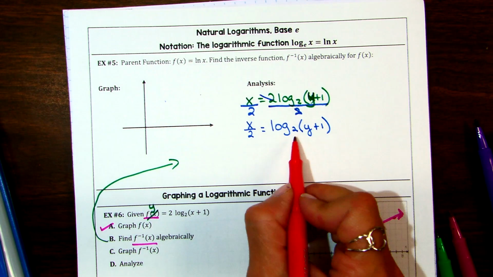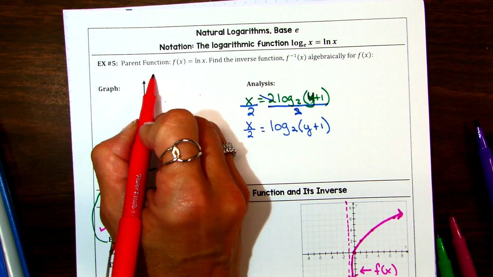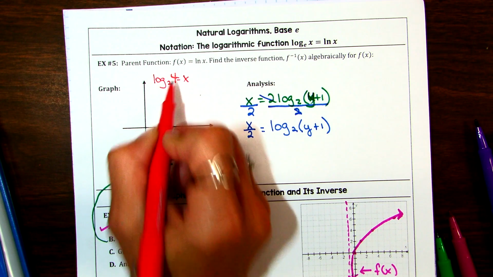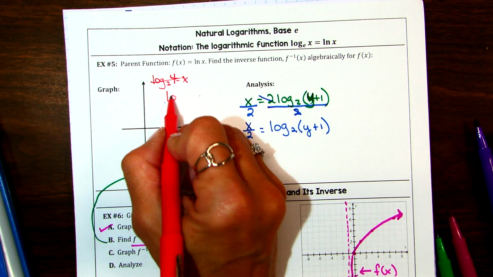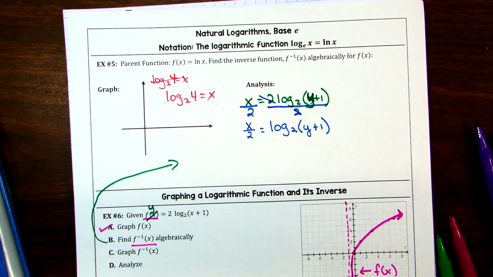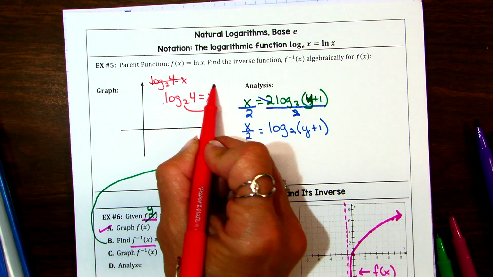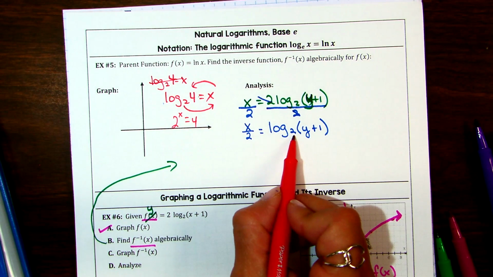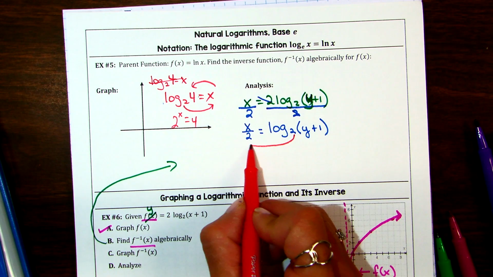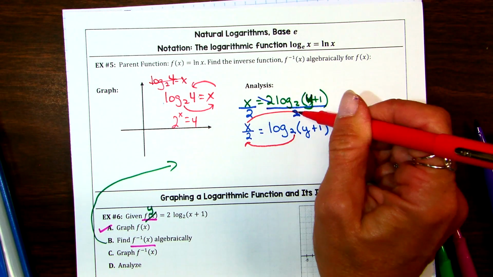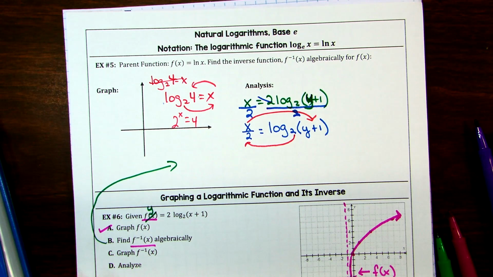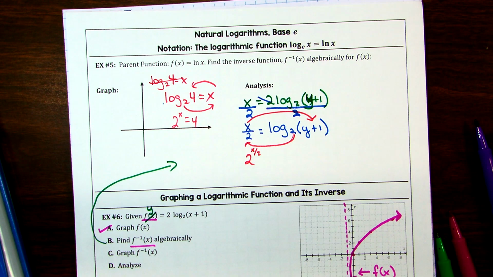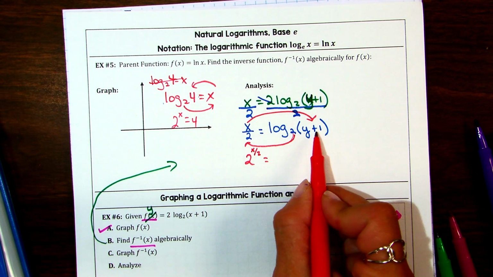Everybody look, you always start with your base. It just happened to be that your base was on the other side yesterday. Yesterday it looked like this. Remember we would do 2 to the x equals 4, 2 to the x equals 4. Okay, it's the same thing. Just always start with the base, go to the other side of the equation, equals whatever's left. So we have 2 to the power of x over 2 equals y plus 1.